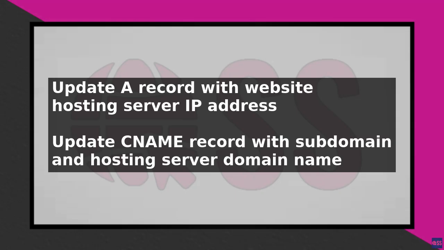Support. To update the CNAME record, click on the Add or Edit option next to the CNAME record. Enter the subdomain you want to point to your website in the Name field, and the domain name of your website hosting server in the Points to field. After updating your DNS settings, click on the Save Changes option to save your new DNS settings.